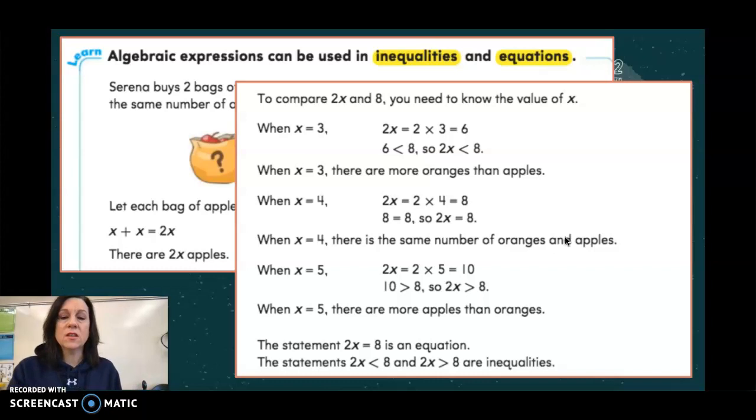Okay, so if you take a look at the bottom, we're going to talk about what an equation is. So the statement 2x equals 8 is an equation. When you have that equal sign, it means that that's an equation. The statements 2x is less than 8 and 2x is greater than 8 are inequalities. Not too bad to remember what's what. Okay, so when you have an equal sign, it's an equation. When you have a greater than or a less than sign, it's an inequality.